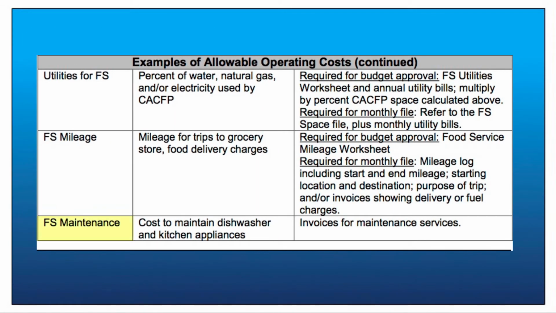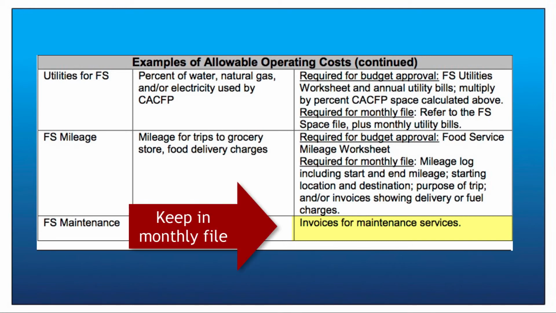The last example is food service maintenance. This is the cost to maintain a dishwasher and other kitchen appliances. A worksheet is not required for budget approval. Document the cost with invoices from the companies performing maintenance services and keep in the monthly file.